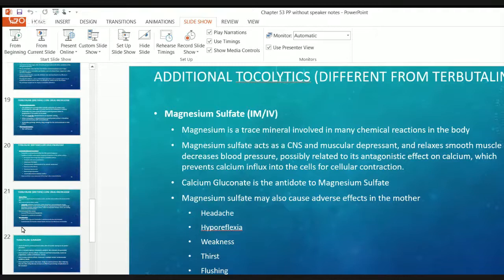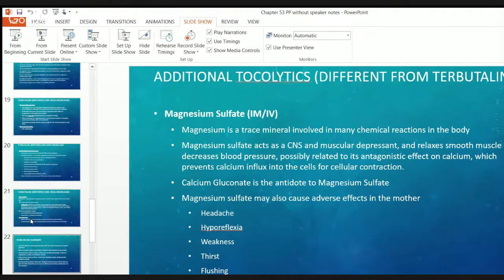So let's look at an actually very different tocolytic. Again, the most common one I've seen is terbutaline, and the next most common tocolytic I've seen is actually magnesium sulfate. And you see, this is that electrolyte that we were talking about earlier, which is given IM or IV. So when we look at it, it's a trace mineral involved in many chemical reactions in the body. So going back to fluids and electrolytes, we know this is an electrolyte that we definitely will see in a CMP.